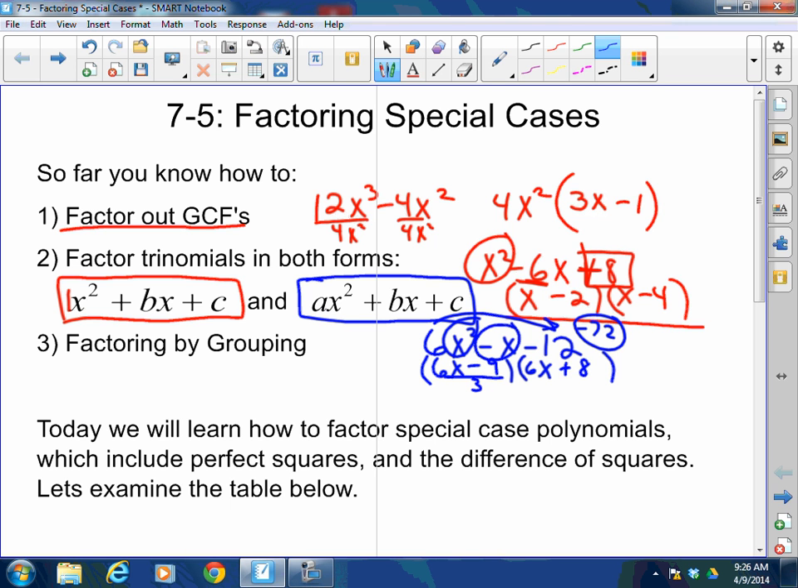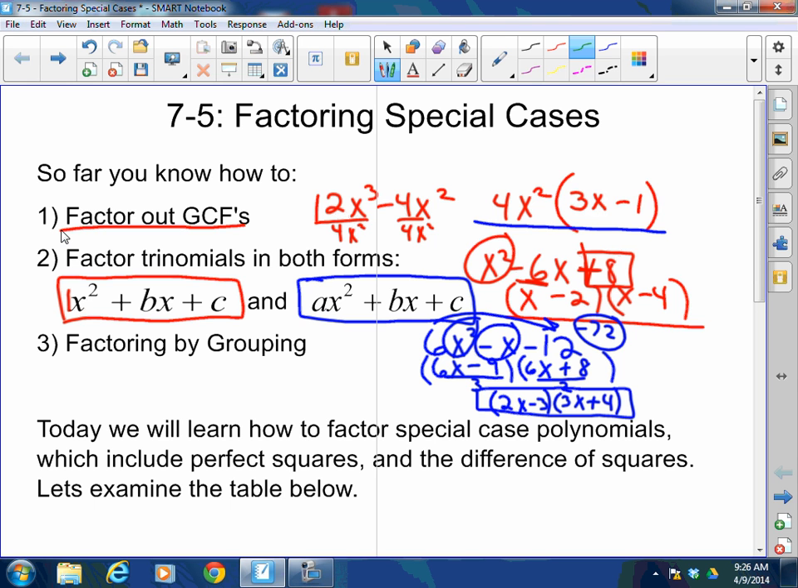Then I imaginary factor. I imaginary factor because I'm taking out the GCF, but I am not putting it in front like I did here. It's imaginary. This is a trick. It goes bye-bye. So I'm left with 2x minus 3 times 3x plus 4. And that, my friends, would be my answer. So far we've learned a lot.